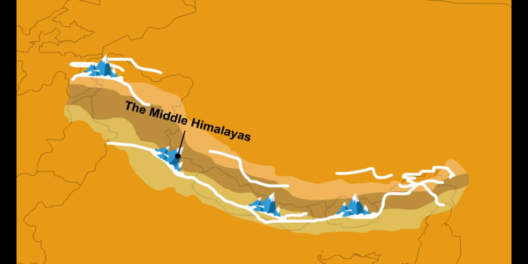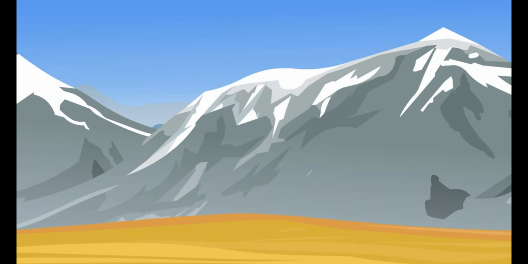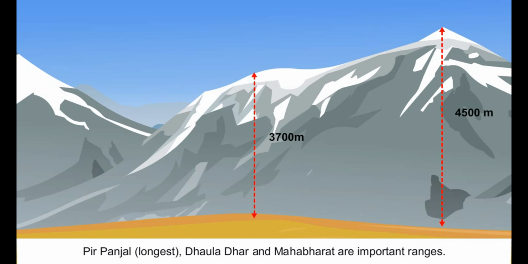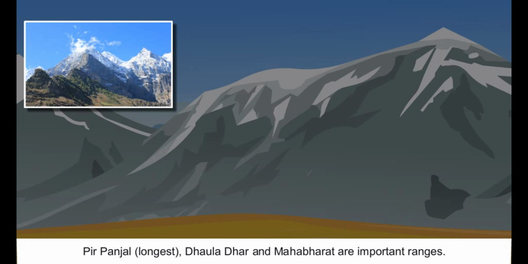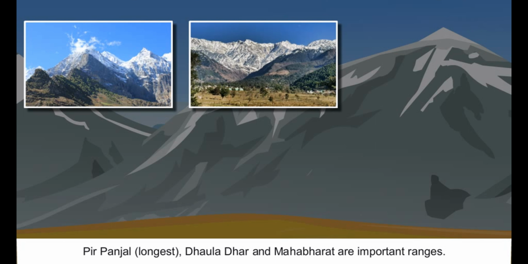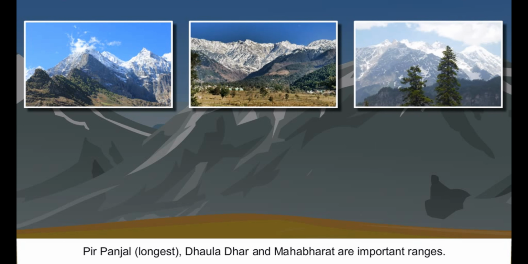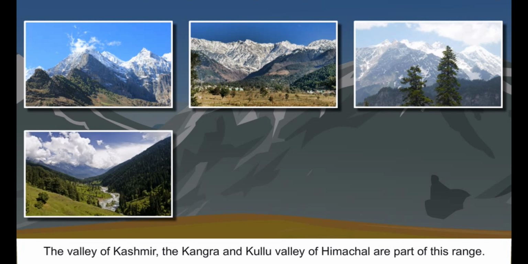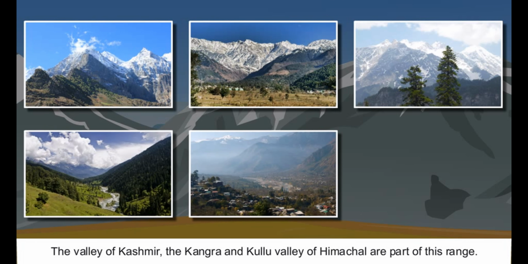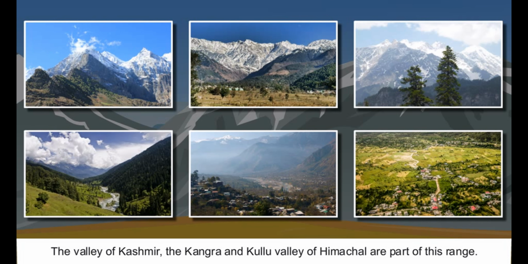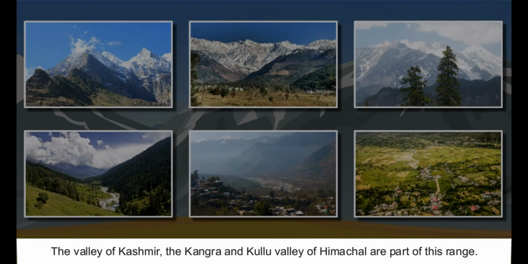The Middle Himalayas or Himachal is located to the south of the Greater Himalayas. The altitude here varies from 3,700 meters to 4,500 meters. The average width is 50 kilometers. Pir Panjal, longest, Dhauladhar and Mahabharat are important ranges. The valley of Kashmir, and the Kangra and Kulu valleys of Himachal are part of this range.